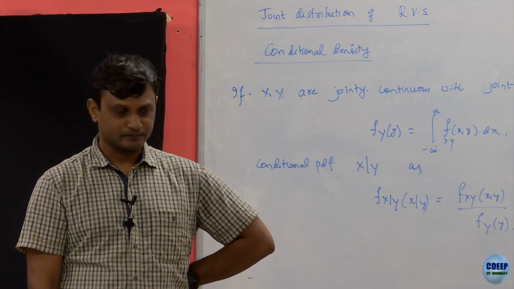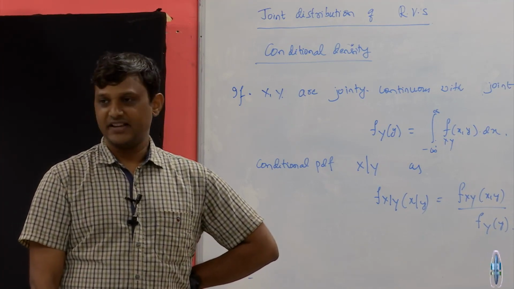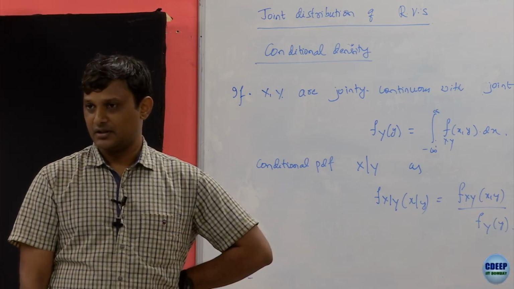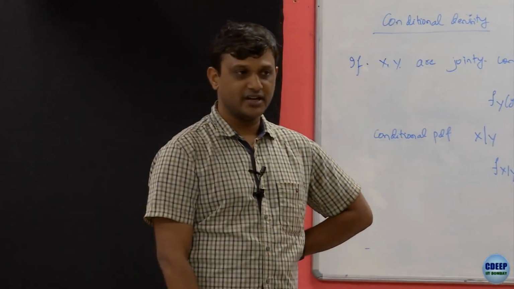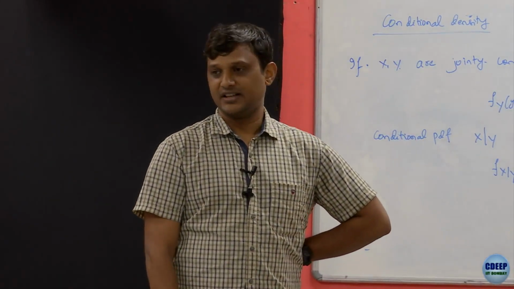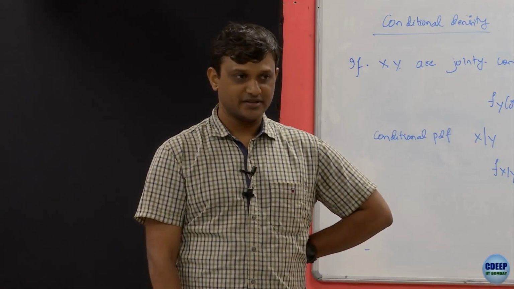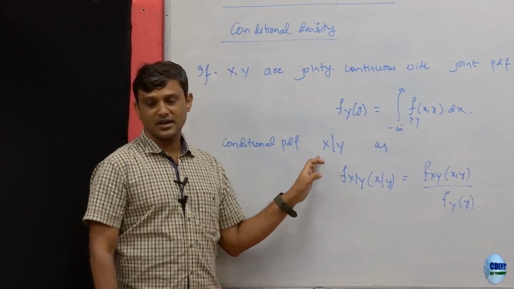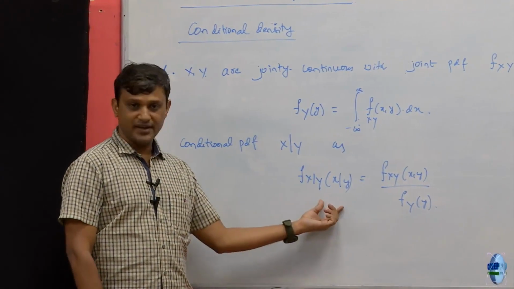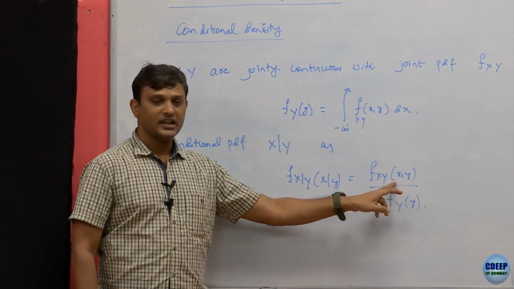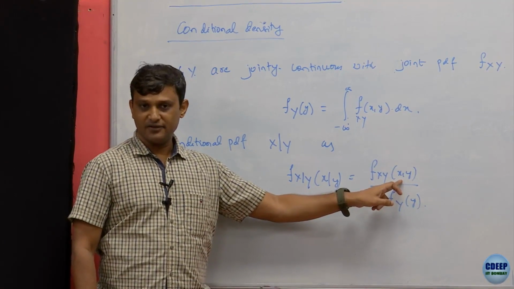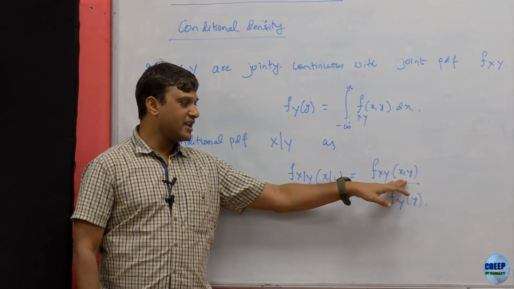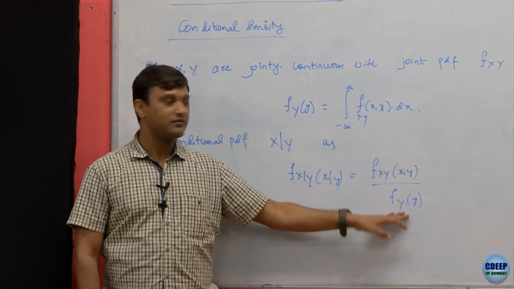But now we are extending that notion to random variables. We have two random variables, and they have associated PDFs. Now what is the conditional probability density? We are going to denote the conditional density of x given y like this, and that is defined simply as the joint PDF divided by the marginal PDF. Once you have this joint PDF, you already have a marginal PDF through this relation.